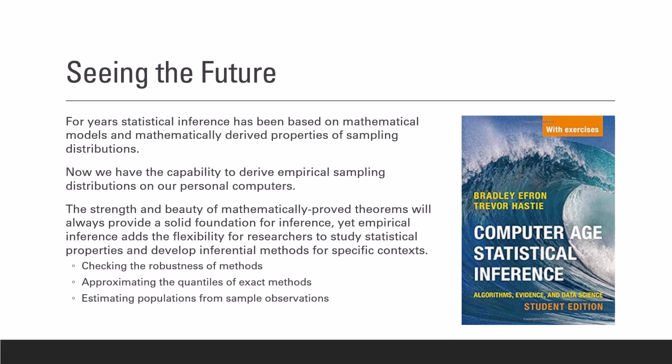And one of the arguments that these authors make in this book is that the future is going to see more and more empirical inference and less of the mathematically derived inference, because now we can do it. We couldn't do it once upon a time.